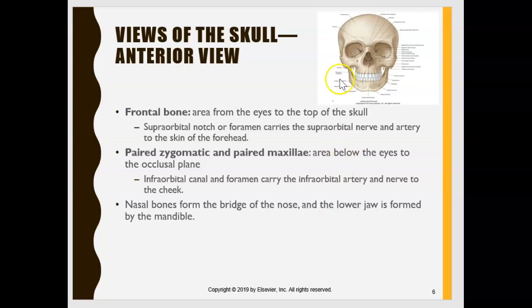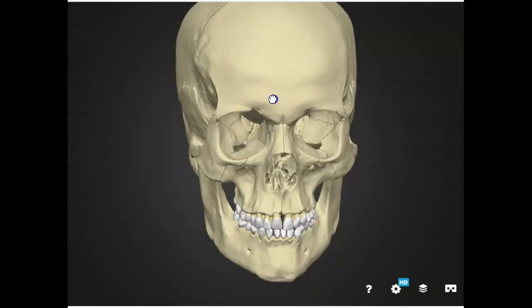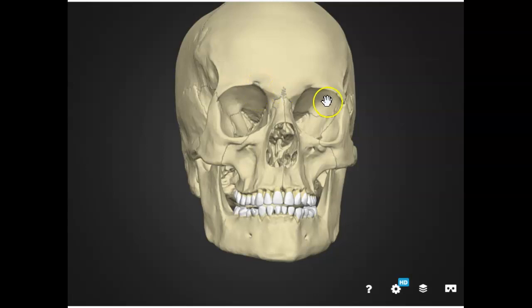So let's look at the frontal bone, which as we said is right over here. And there is like a notch over here, which I know is very hard to see, but that notch is known as the supraorbital notch or supraorbital foramen. And if we look at the other image over here, you can actually see that notch.